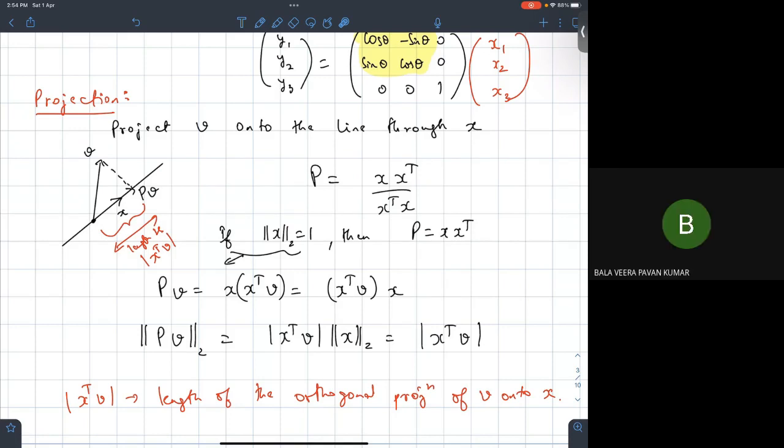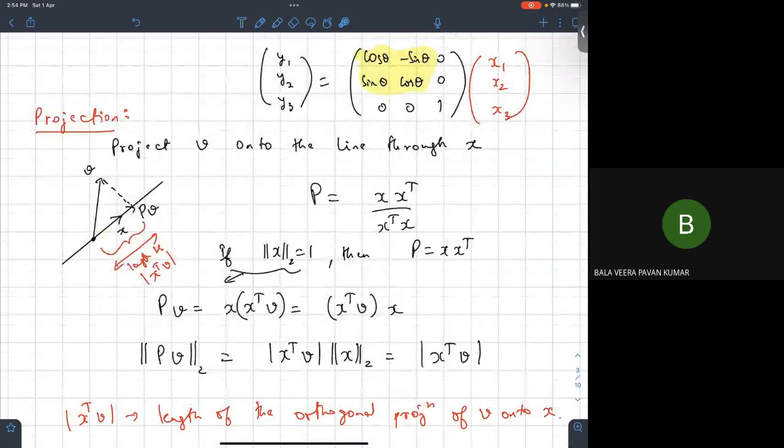Sir, I have a doubt in that second line where X into X transpose. We took X to the right side, right? Yeah, see, this X transpose V, is it a number? Yeah, it's a number. So I can write that on this side, right? Right. Understood.